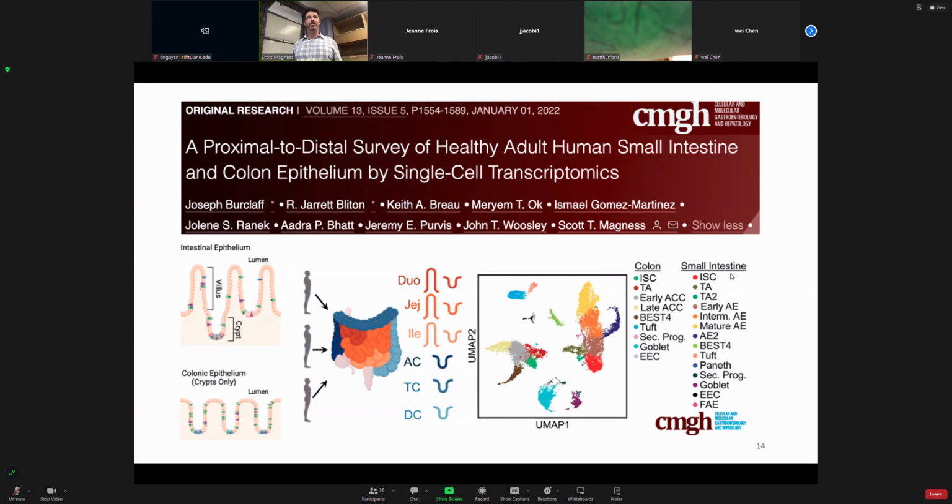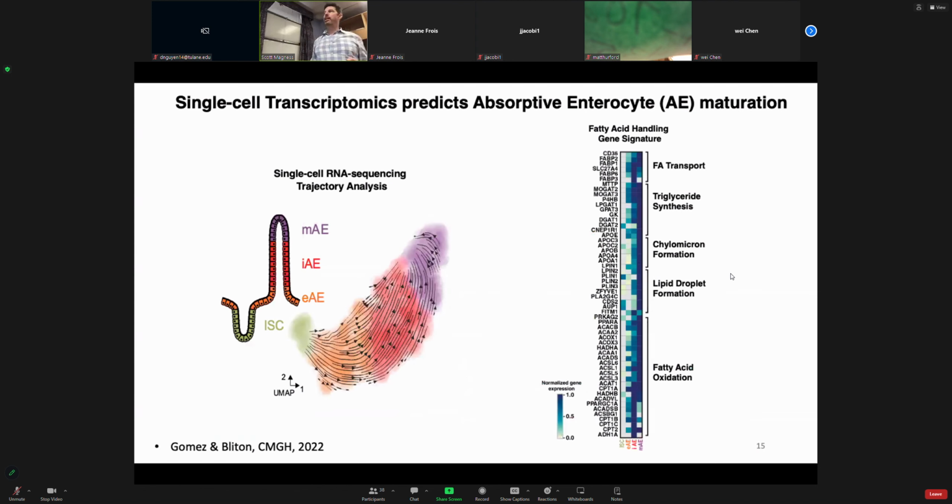So this is now our benchmark to be able to say, once we take our cells and put them onto a synthetic system, how can we achieve the signatures that we're finding from these in vivo studies? Well, since we're interested in fatty acid handling, one of the questions is how do the absorptive enterocytes function? What are their transcriptomic signatures that we need to mimic?